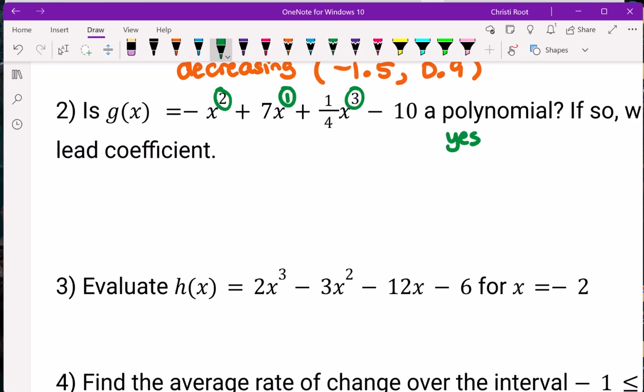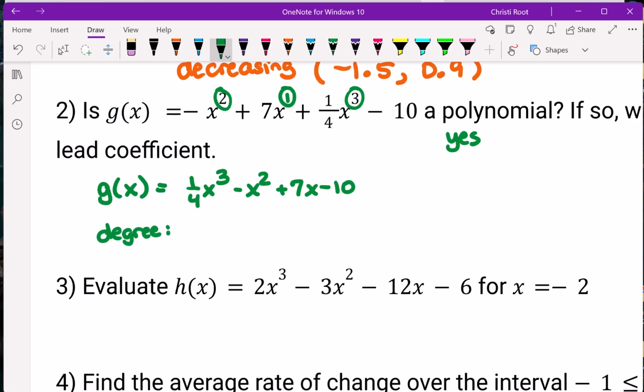So if so, we're going to write it in standard form, find the degree, the type, and the lead coefficient. So this is not in standard form, so we need to fix that. So we're going to write 1/4 x to the third minus x squared plus 7x minus 10. The degree is 3. It's going to be the highest exponent on a variable. It is cubic. That is the type.